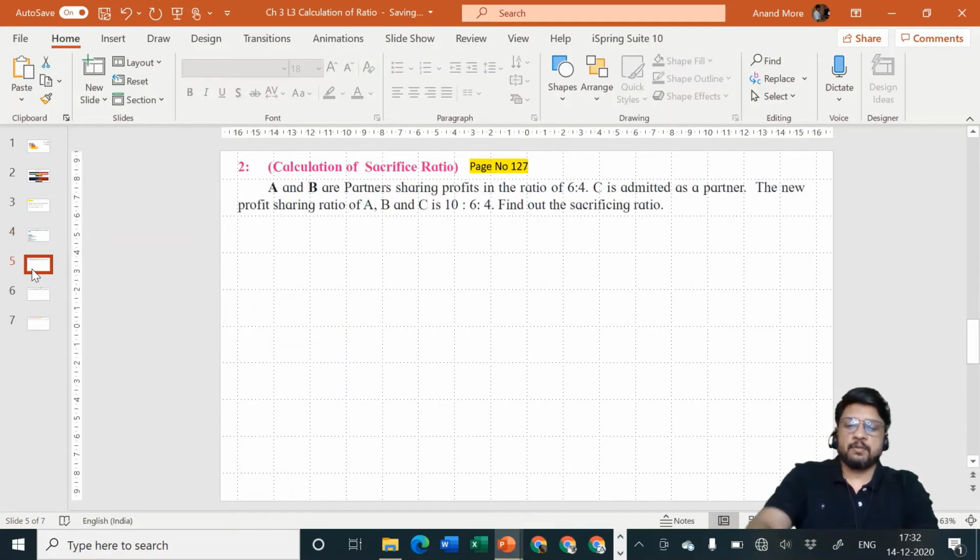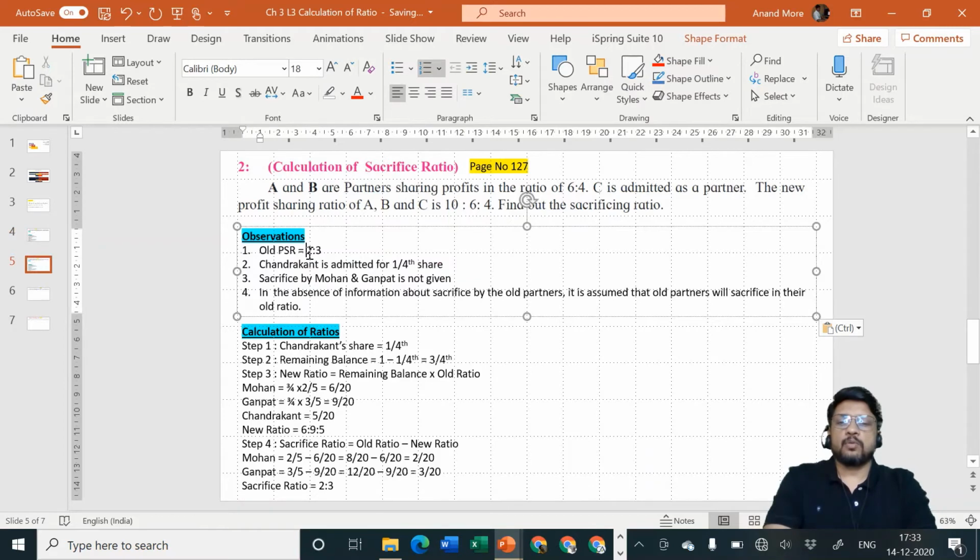I'll copy it here so it will be easy for me to quickly complete things. Old PSR is how much? Old PSR is 6:4. And who is admitted as a partner? C is admitted as a partner. For how much share? He is admitted for 4 share. 4 out of what? 10 for A plus 6 for B becomes 16, plus 4 for C becomes 20. That means he is admitted for 4 by 20th share. Sacrifice by A and B is not given.